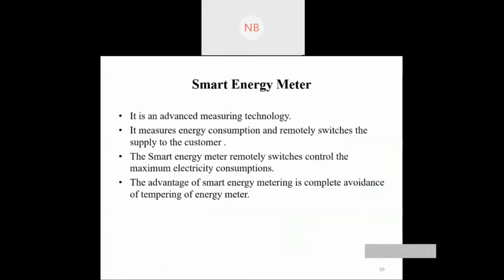Good afternoon, everyone. Myself, Manas Jyoti Das. I am going to discuss smart energy meter. Smart energy meter is an advanced metering technology involving placing intelligent meters to read, process, and feed back the data to customers. It measures energy consumption, remotely switches the supply to customers, and remotely controls the maximum electricity consumption. A smart metering system uses advanced metering infrastructure technology for better performance.